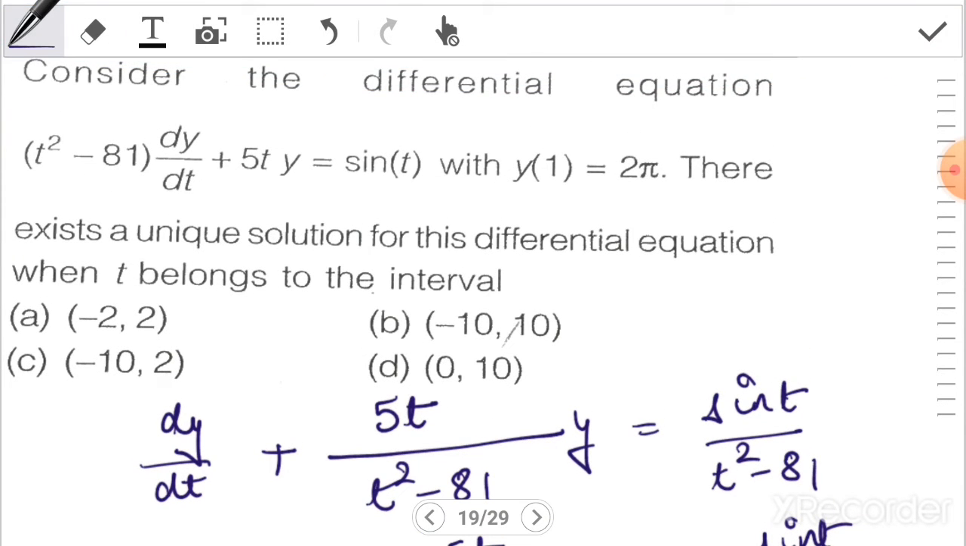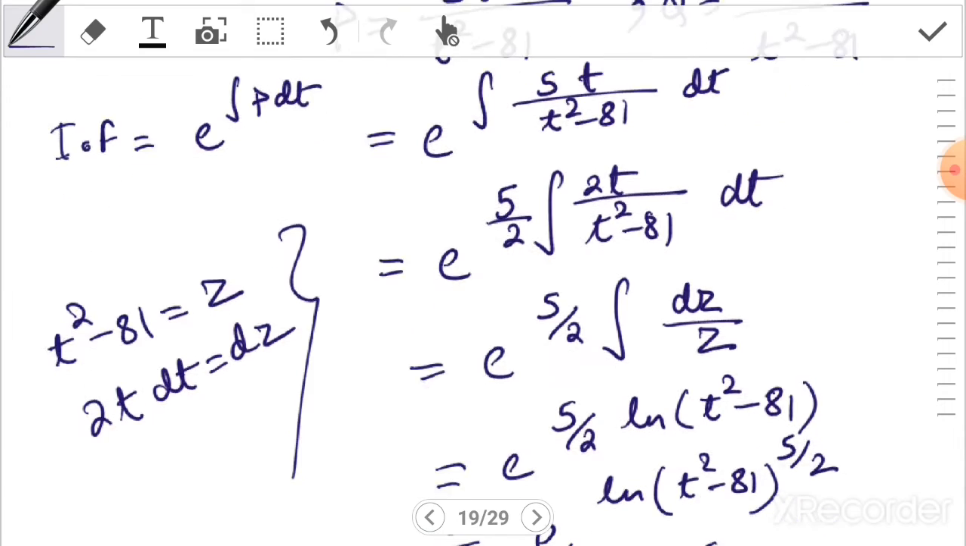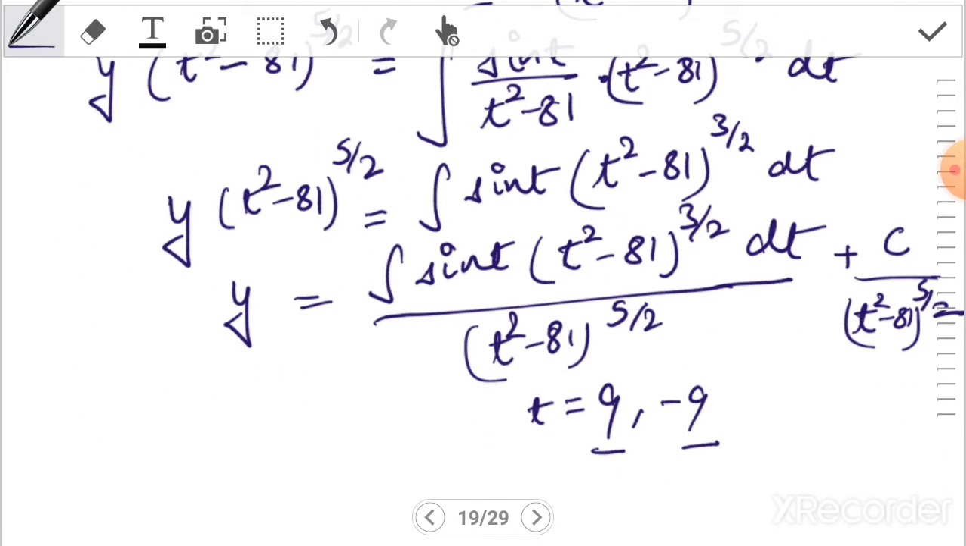So B cannot be the answer, D cannot be the answer, C cannot be the answer. Only A is the right answer. Okay? Got it? Let's go to the next problem.